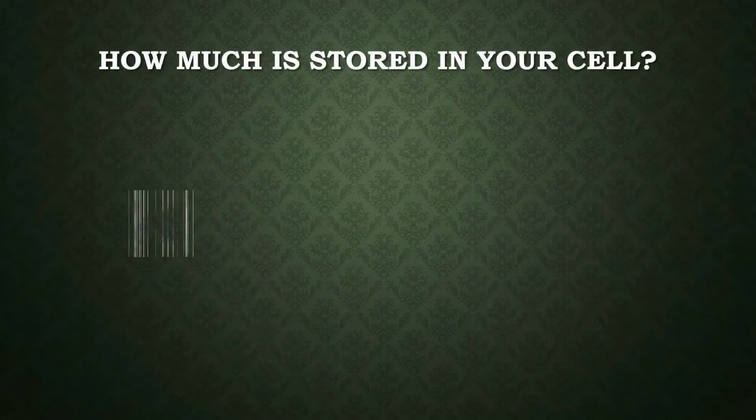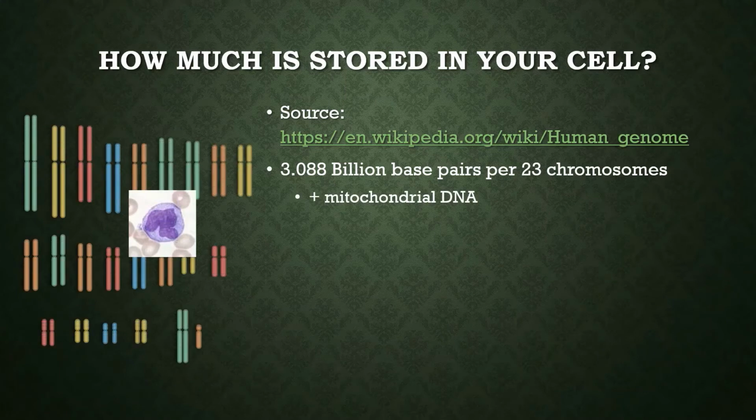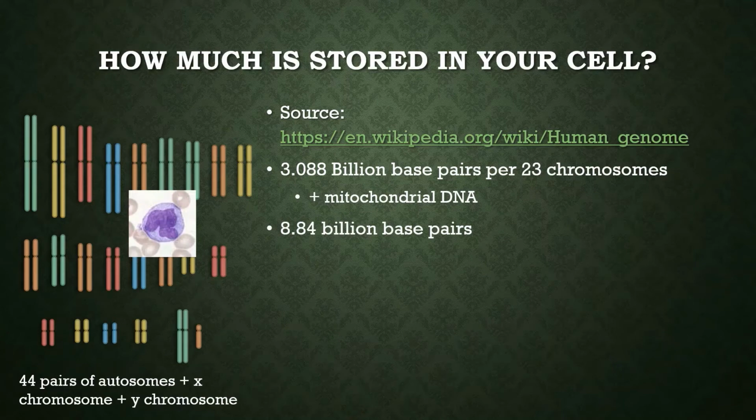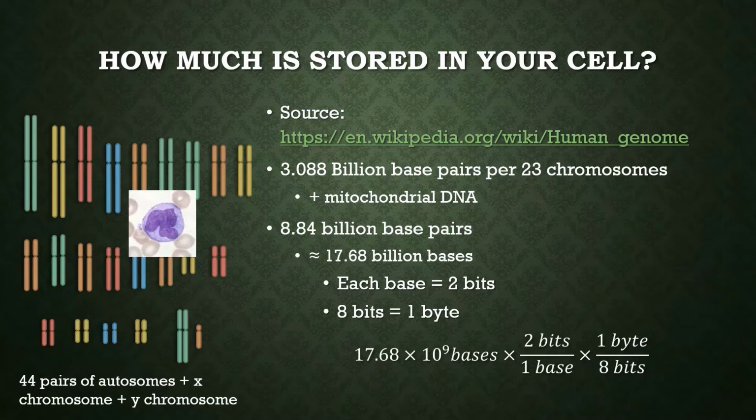So how much data does your cell store? There are 3.088 billion base pairs and 23 unique chromosomes, plus the DNA in your mitochondria, since a human cell typically carries 2 of each chromosome, except for the sex chromosomes. The total storage space of a cell is 8.84 billion base pairs, or 17.68 billion individual bases. Each base is worth 2 bits, and there are 8 bits in 1 byte. Final calculations show that every human cell has 4.42 gigabytes of storage space.